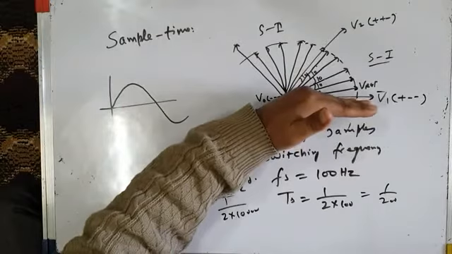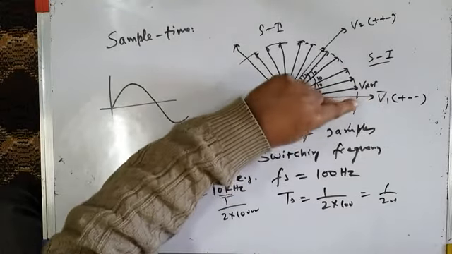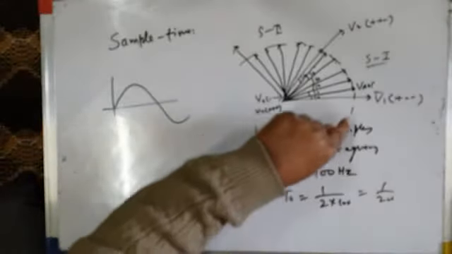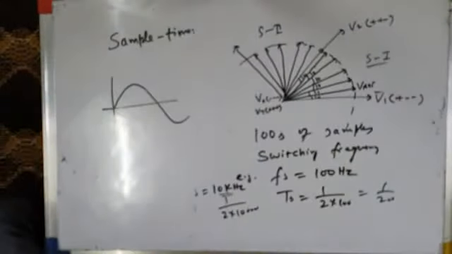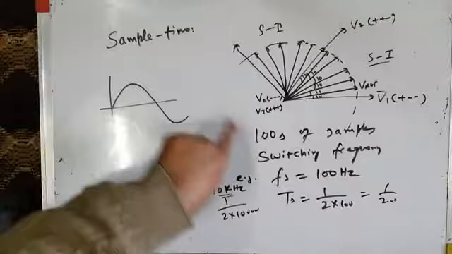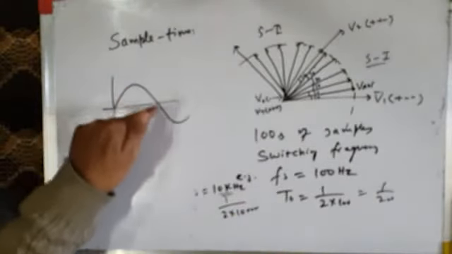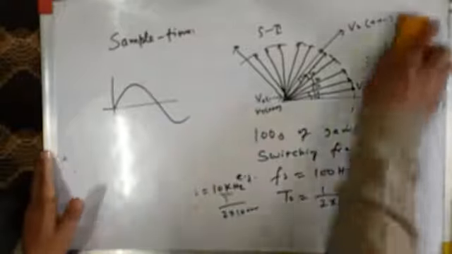और आपका reference vector steps में नहीं move करेगा, it will smoothly move like this. Sample time is very, very small. You will get huge number of samples in each sector, and in one cycle you will get hundreds and hundreds of samples, and that will give almost sinusoidal waveform of the voltage.